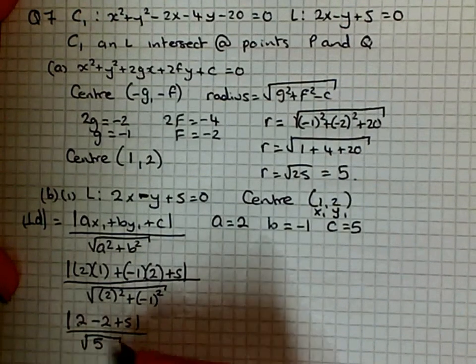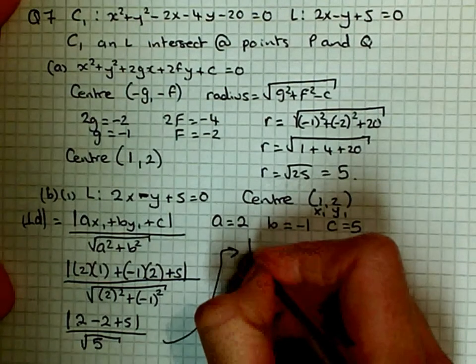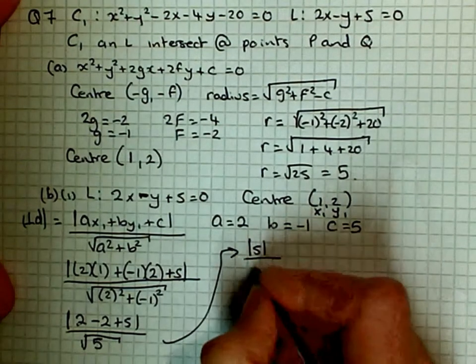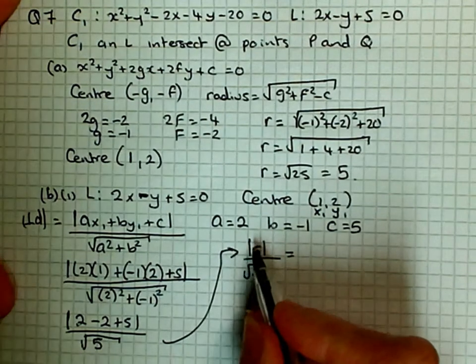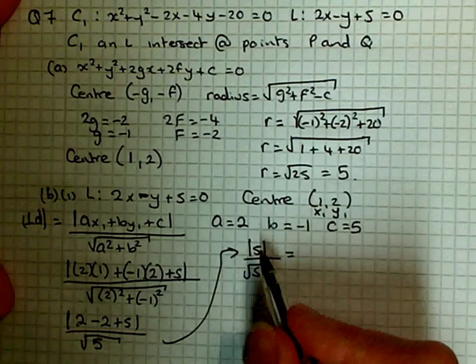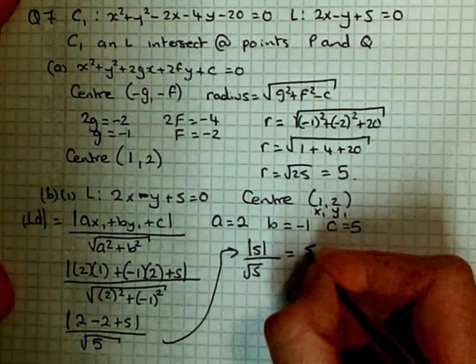So just moving up here, it's the absolute value of 5. The minus 2 and the plus 2 cancel, all over root 5. So absolute, this has to be positive. It's a distance, a perpendicular distance, therefore it has to be positive. So in this case we have the number 5, which is positive, so we just take it as 5 over root 5.